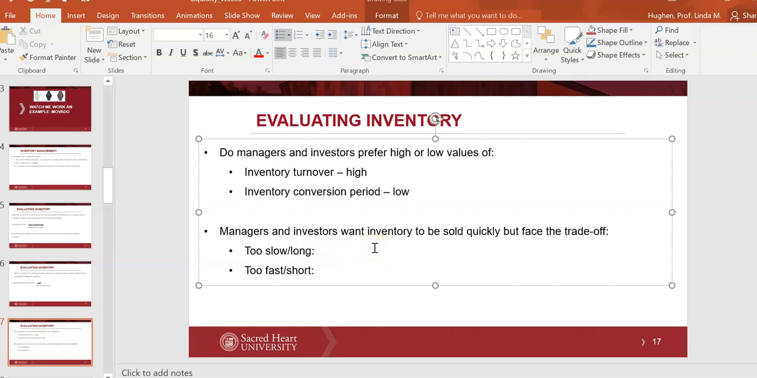And again, managers and investors want inventory to be sold quickly, but they face the trade-off. If inventory is selling too slowly, inventory storage costs are high, but if they're selling too quickly, we may not have enough inventory to fulfill all sales.